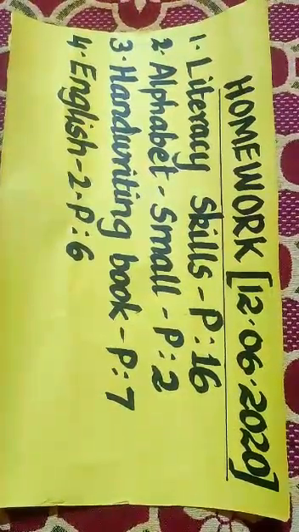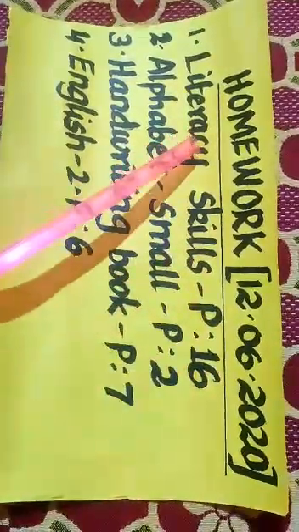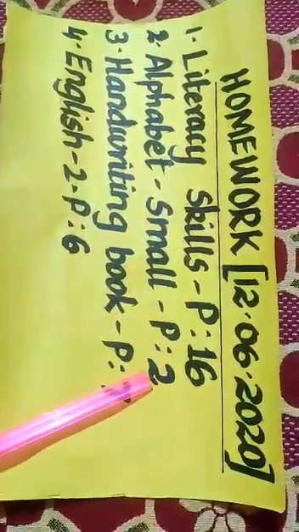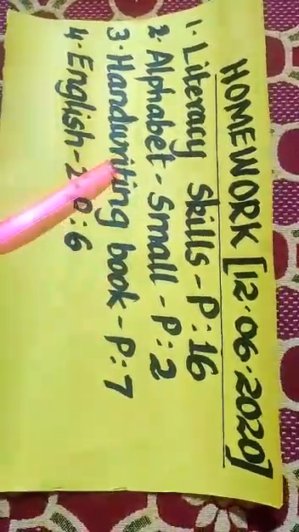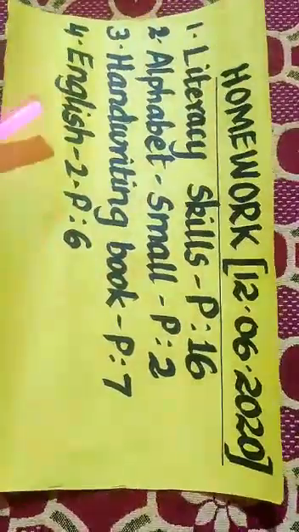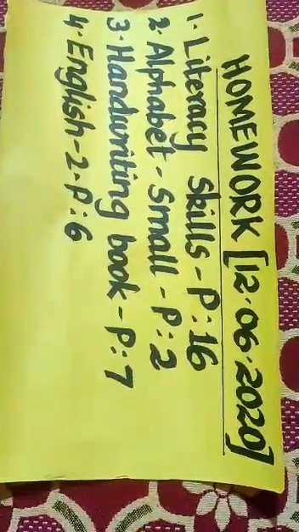That's all in today's English class, and your homeworks are page 16 in literacy skills book, page 2 in small alphabet book, page 7 in handwriting book, page 6 in English 2 book. Do all the homeworks neatly. Don't scribble in the book.